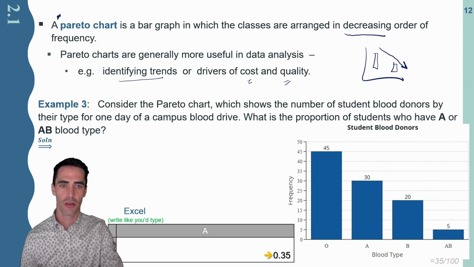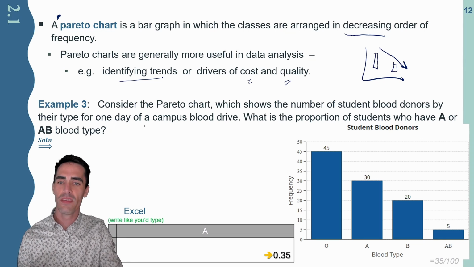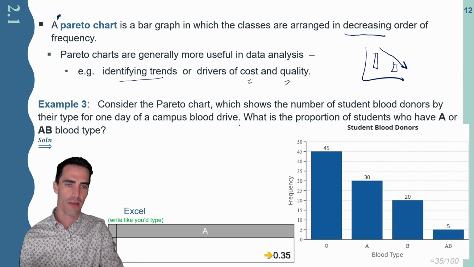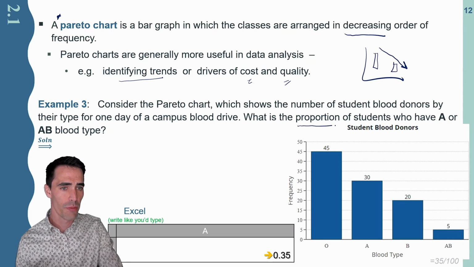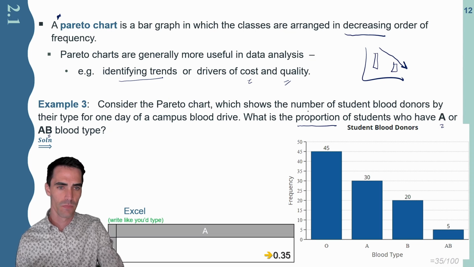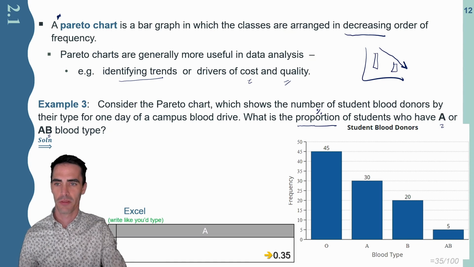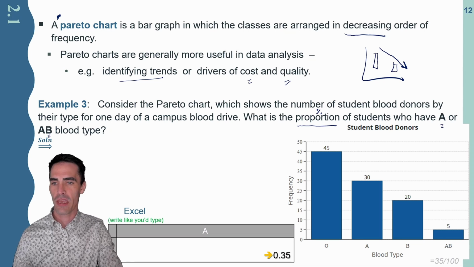Consider the Pareto chart, which shows the number of student blood donors by their type for one day of a campus blood drive. Here's our question. What is the proportion of students who have A or AB blood? Proportion, again, think of like percentage or relative frequency. I want to know how many people have A or AB blood.